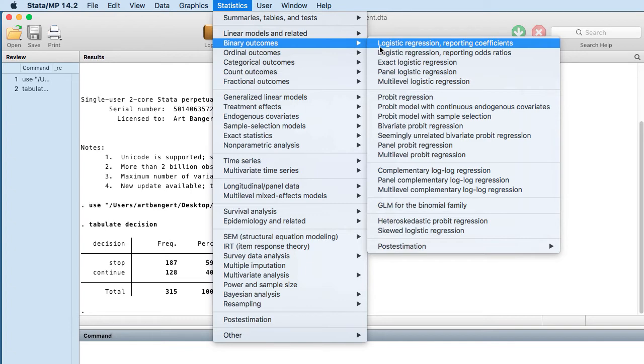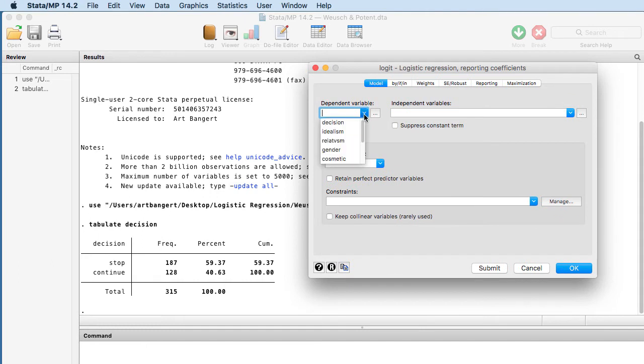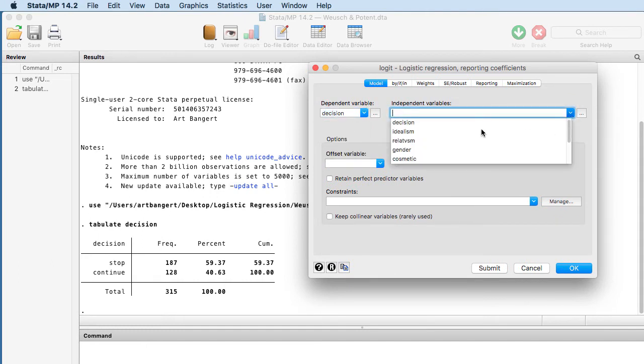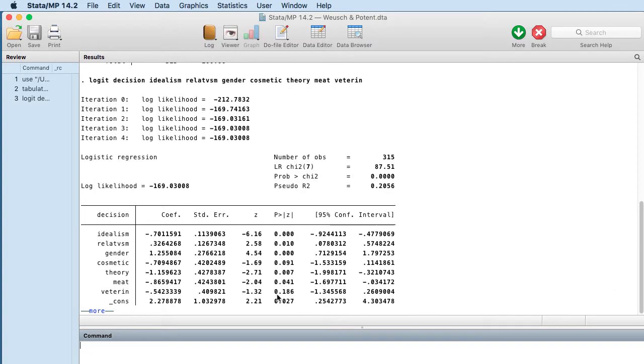I'm going to go to binary outcomes, logistic regression reporting coefficients. And so now my dependent variable is decision, of course, and then my independent variables are idealism, relativism, gender, cosmetic, theory, meat, and veterinary purposes. And then I can go submit.